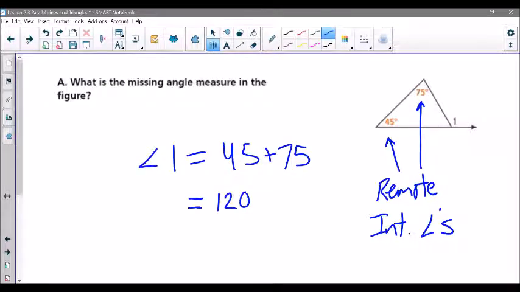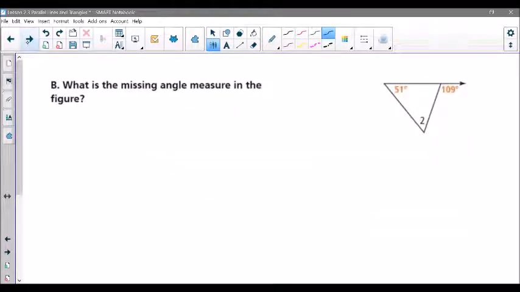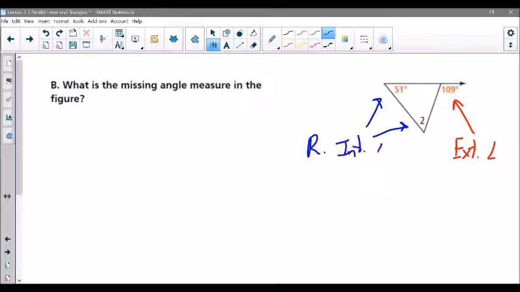All right. So now this one's a little bit different. Now they give us an exterior angle, and then they give us two remote interior angles. All right, so somebody give me a setup for this equation. I feel like I'm talking a lot. Somebody help me out.